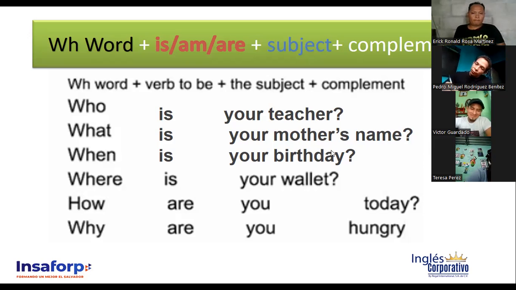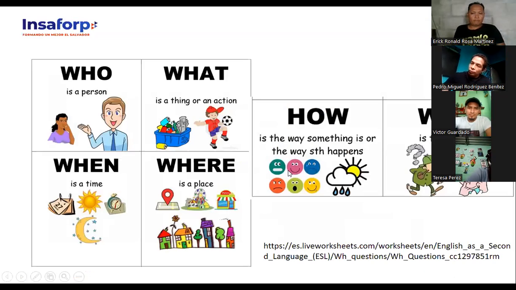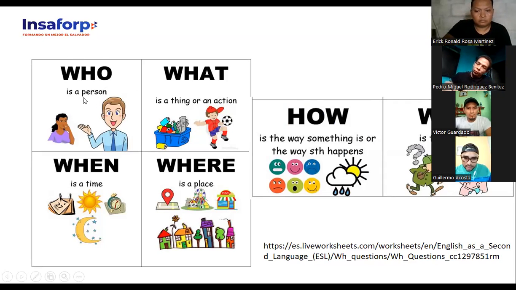Good, good. Entonces, sí tenemos WH word. Y en la siguiente imagen, les va a ayudar a recordar más qué significa cada uno. Who is a person? Preguntamos por una persona. What? Preguntamos sobre a thing or an action. Una cosa o una acción. When is the time? When is the party? When is the exam? When is the class? When is the graduation?